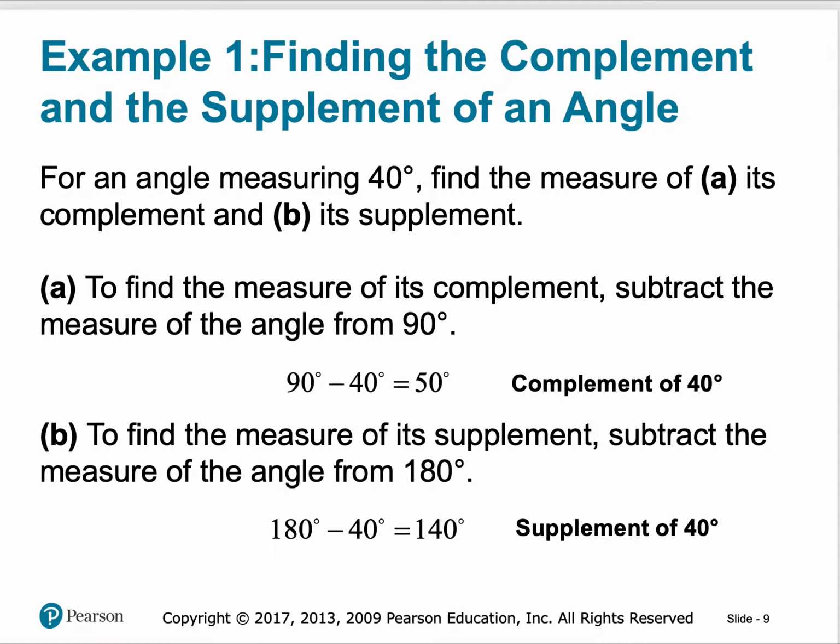So in example A, if I'm given an angle of 40 degrees and I want to find its complement, two angles have to add to 90 to be complementary. So if I do 90 minus 40, that will tell me the second angle. 40 and 50 do add together to be 90 degrees. If I want to find the supplement to 40 degrees, supplementary angles are angles that add to be 180 degrees. So I would do 180 minus 40 to get my supplementary angle of 140 degrees. If you add 40 and 140, you're going to get 180.